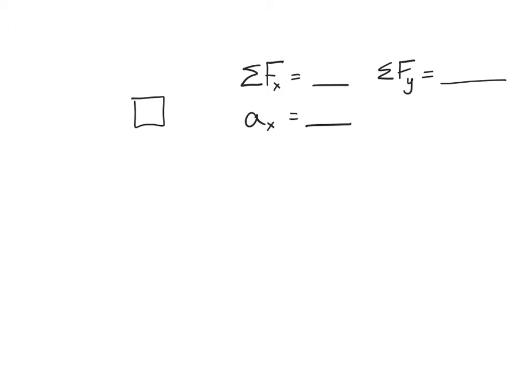Okay, for each of these problems, you're going to see a box, kind of boring, with this little sum symbol, which means net. Fx equals a blank, and then you see acceleration in the x direction equals, and the sum of the forces in the y direction, or the net force in the y direction, and acceleration in the y direction.